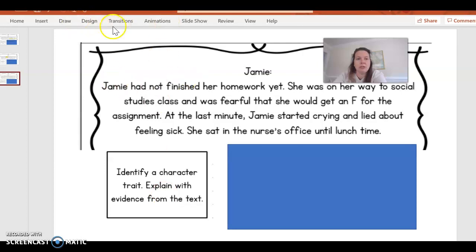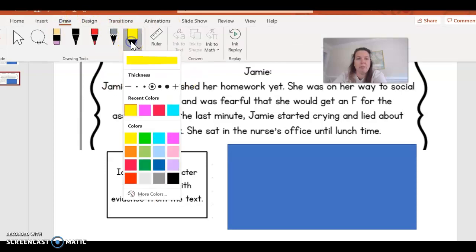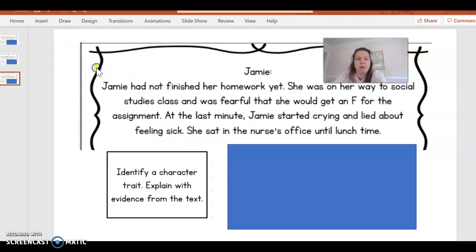All right, so Miss Esther is going to come right here and highlight a couple of things that stand out to me. Okay, so just simply she didn't finish her homework. She started crying and lied. Okay. And then that led her to sitting in the nurse's office. That way she didn't have to go to social studies.